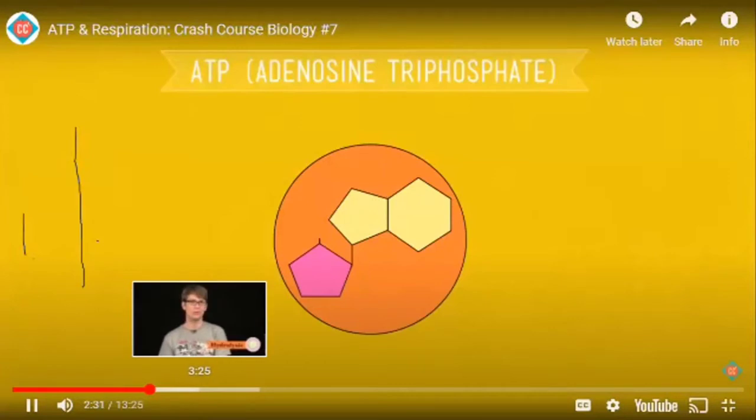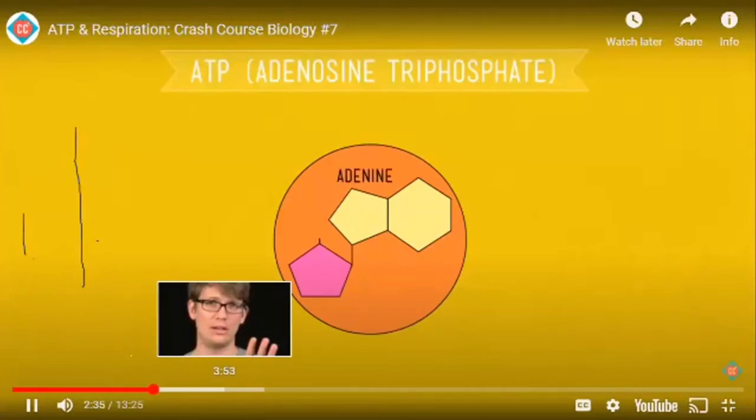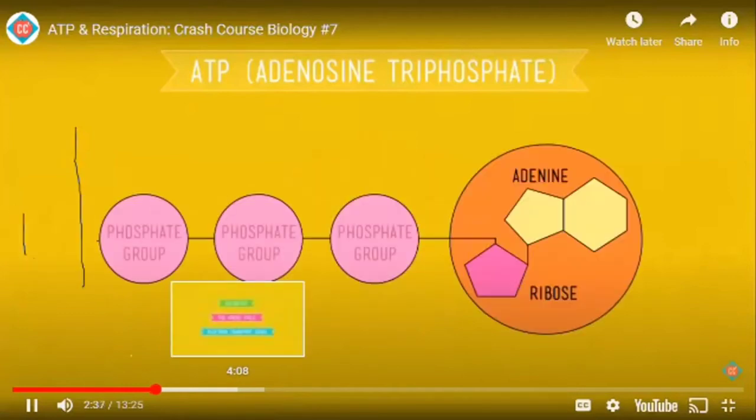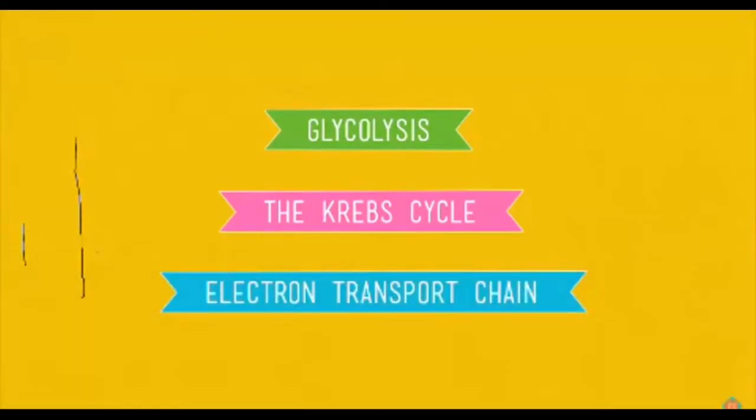Well, adenosine triphosphate is made up of a nitrogenous base called adenine with a sugar called ribose and three phosphate groups attached to it. Now, one thing you need to know: glycolysis, the Krebs cycle, and the electron transport chain. Traditionally, these stages are described as coming one after the other, but really everything in the cell is kind of happening all at the same time. But let's start with the first step, glycolysis, or the breaking down of the glucose.